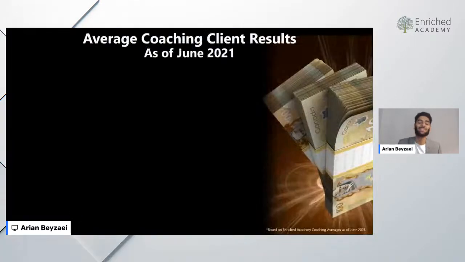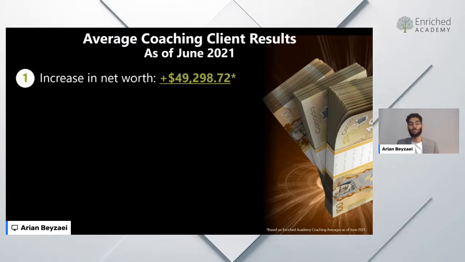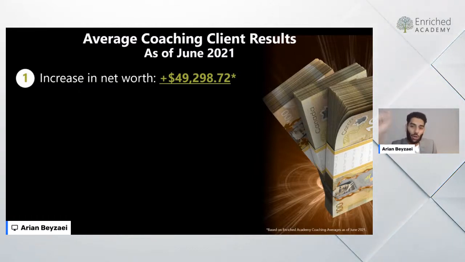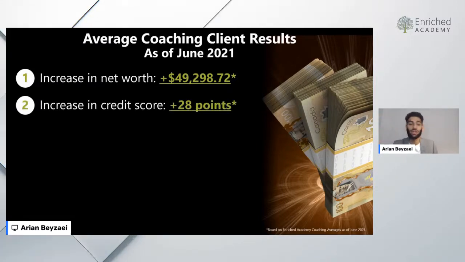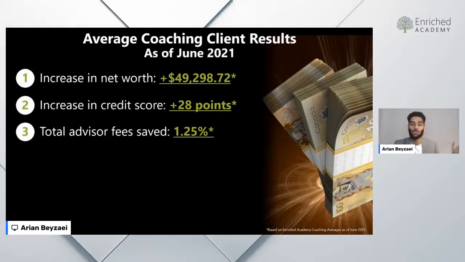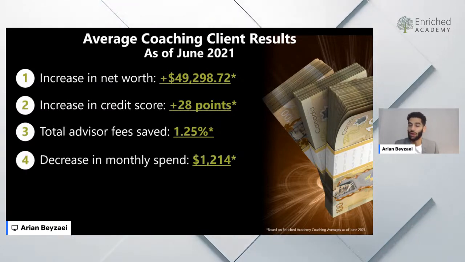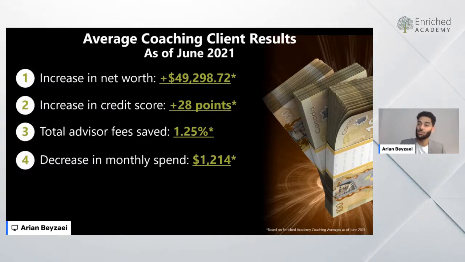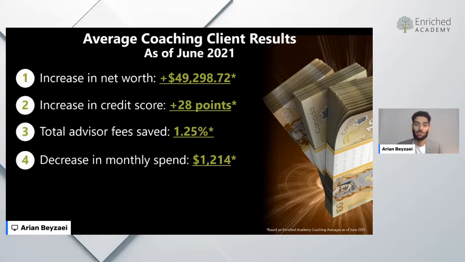Now, a big question people ask is, does this actually work? It does. As of June 2020, our average coaching client increases their net worth by 50 grand. That's money back in their pocket. Credit score increased 28 points. Total advisor fees saved 1.25%. One of my favorite stats is our average client puts an extra $1,200 back into their pocket for themselves and their family. Guys, what would an extra $1,200 mean for you and your family?